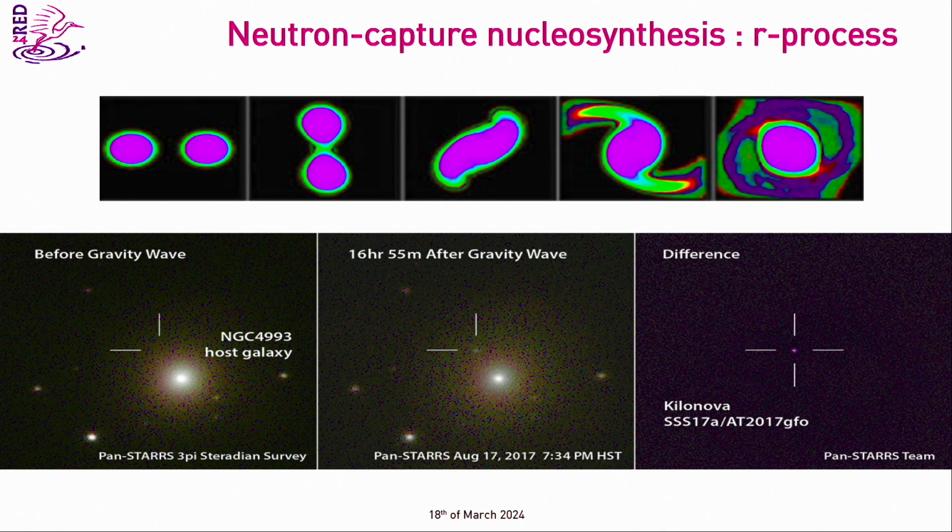And here is what we saw, okay? So there was a gravity wave. Before the gravity wave, they put the telescopes in the region. Nothing was there. 16 hours after the gravity wave signal was received on Earth, you see here a small, bright pixel. This is a kilonova. So this is a galaxy. So you see the amount of light that you emit in such a tiny event, because neutron stars are very tiny stars, but lots of energy.